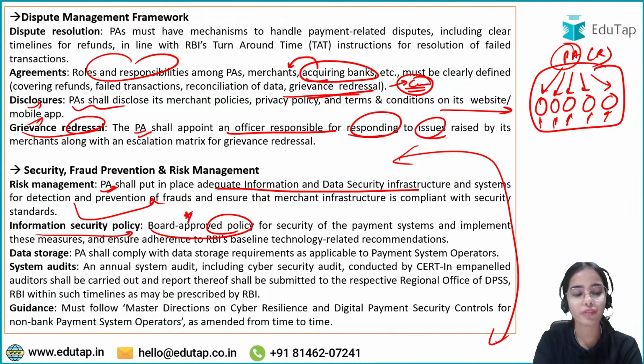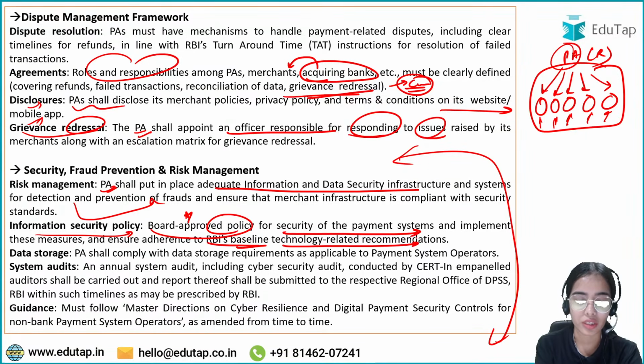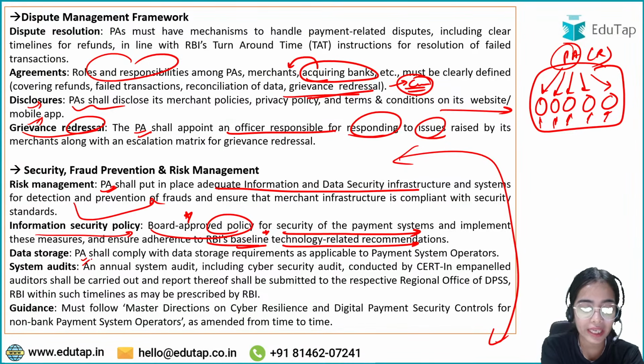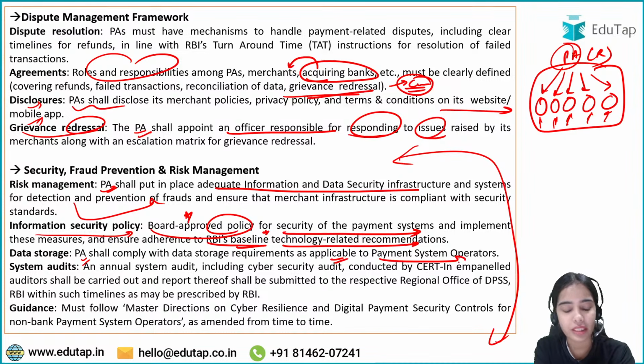A board approved information security policy should be there for security of the payment system, and they should implement these security measures and ensure adherence to RBI's baseline technology related recommendations. This is the basic requirement for the technology and for information security. Data storage: the payment aggregator shall comply with data storage requirements as applicable to payment system operators.